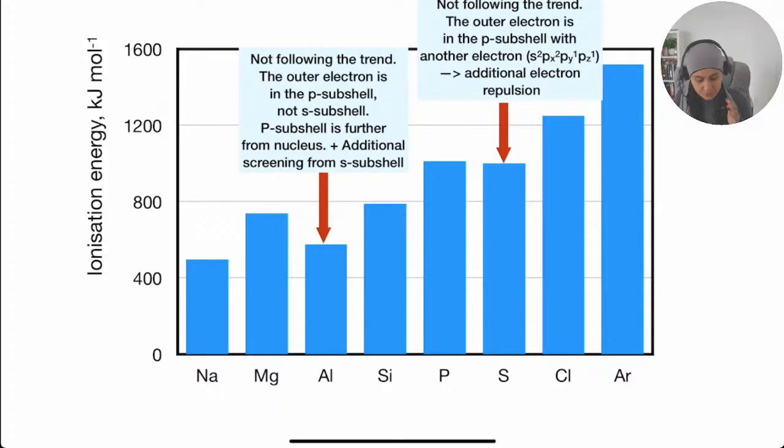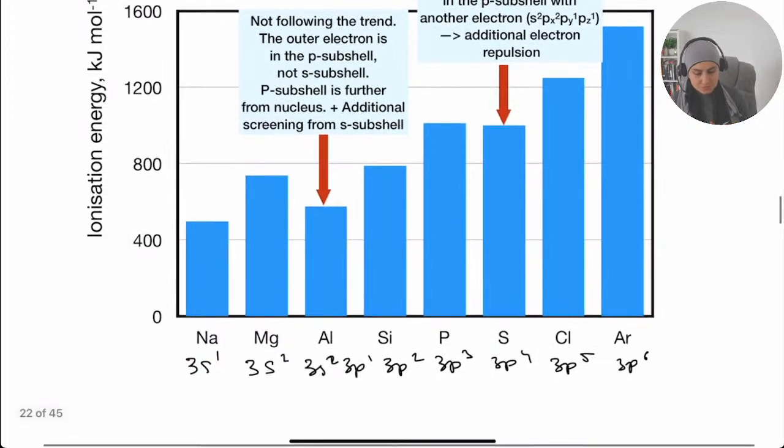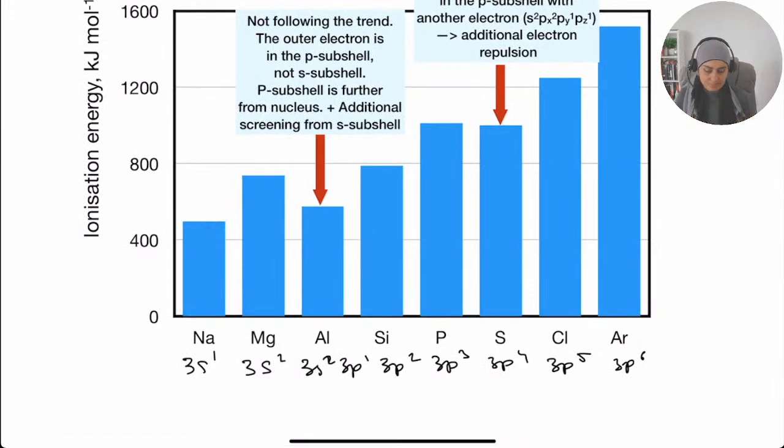So for sodium, electron configuration is 1s2, 2s2, 2p6, 3s1. For magnesium, 3s2. For aluminium, 3s2, 3p1, then 3p2, 3p3, 3p4, 3p5, 3p6. So this is the outer shell basically. When you go from sodium to magnesium, for both you're removing the 3s electron. Magnesium has one extra proton. Everything works well. So you just increase the ionization energy because of the higher number of protons.